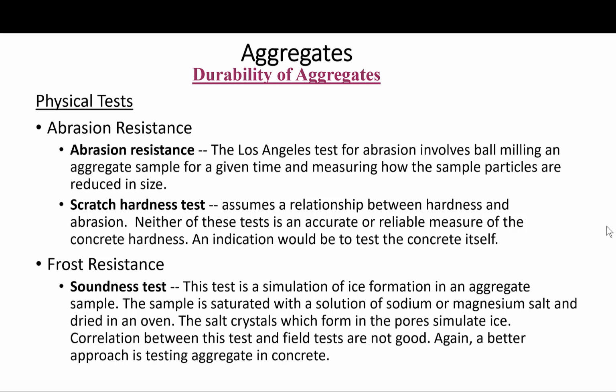The abrasion resistance test, which is basically the Los Angeles test for abrasion, involves ball milling, as I said, an aggregate sample for a given time, measuring how the sample particles are reduced in size. We have the scratch hardness test. This assumes a relationship between the hardness and abrasion. Neither of these tests is an accurate or reliable measure of the concrete hardness. So an indication would be to test the concrete itself, because the test on the aggregate may not be indicative of how it will perform in the concrete.